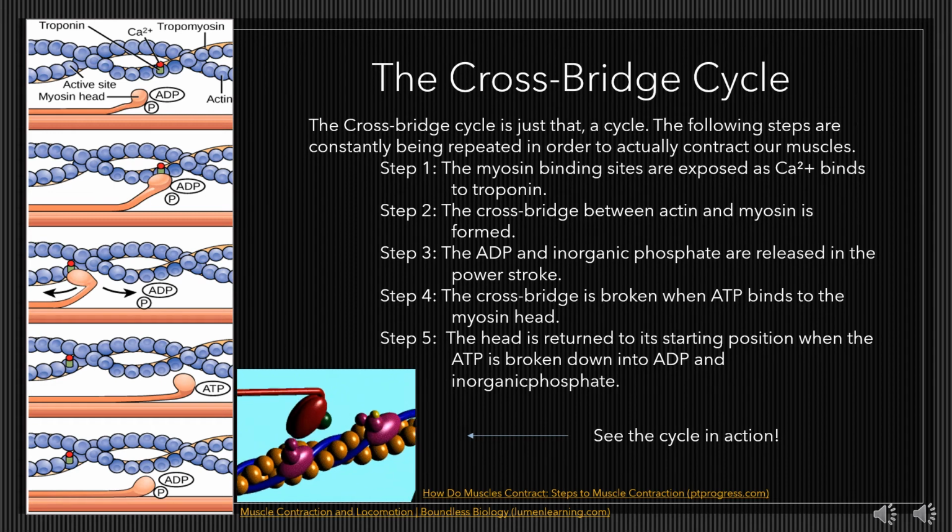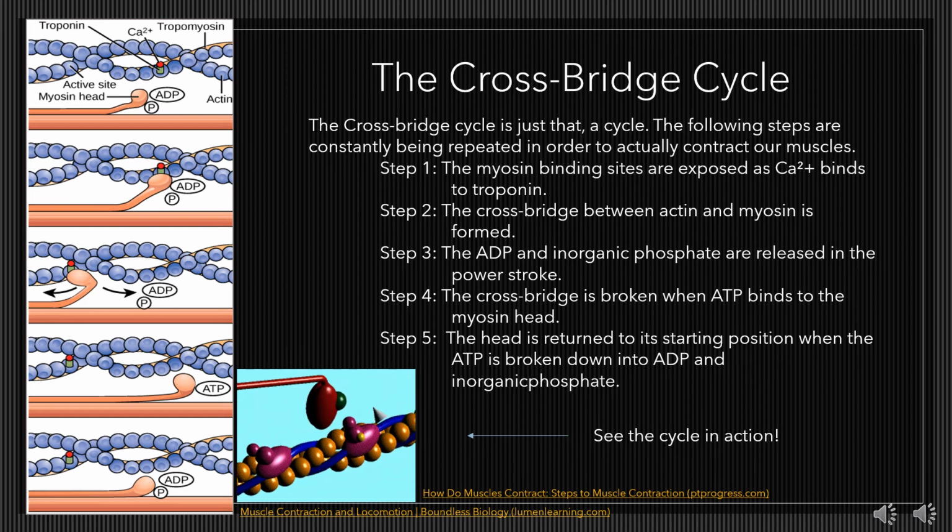Step 2, the cross bridge between actin and myosin is formed. Step 3, the ADP, adenosine diphosphate, and inorganic phosphate are released in the power stroke. Step 4, the cross bridge is broken and ATP, adenosine triphosphate, binds to the myosin head. And finally, step 5, the head is returned to its starting point or cocked back when the ATP is broken down into ADP and an inorganic phosphate.